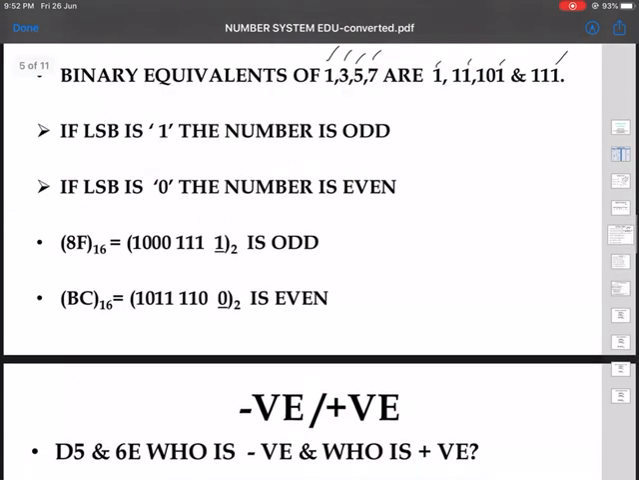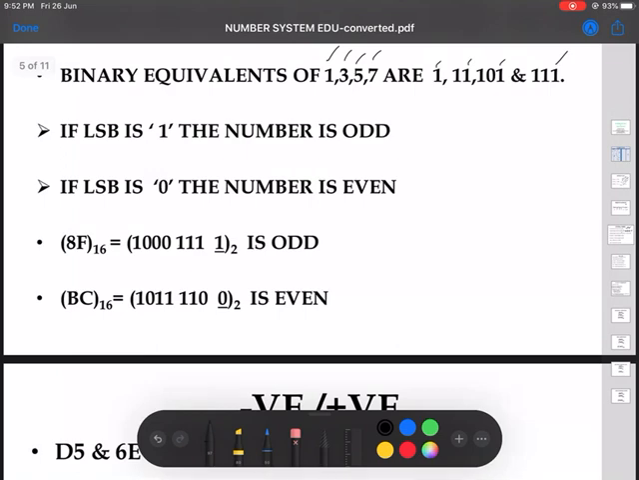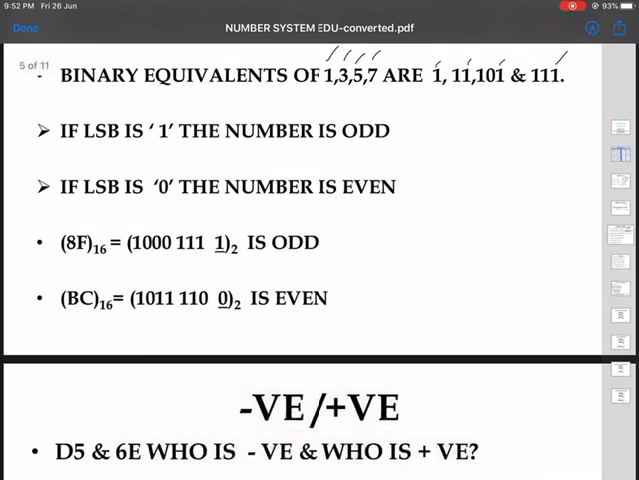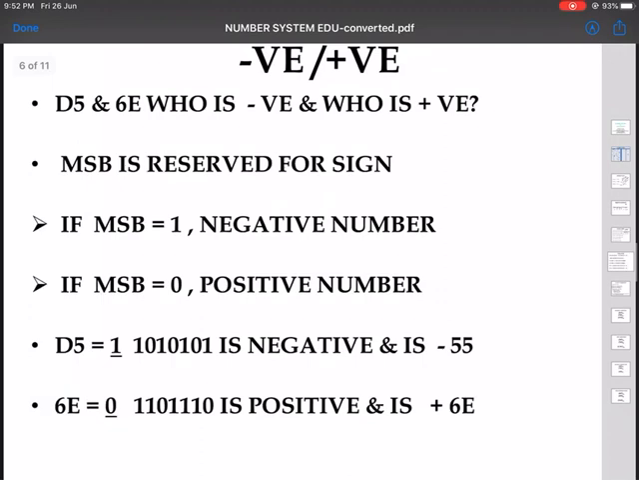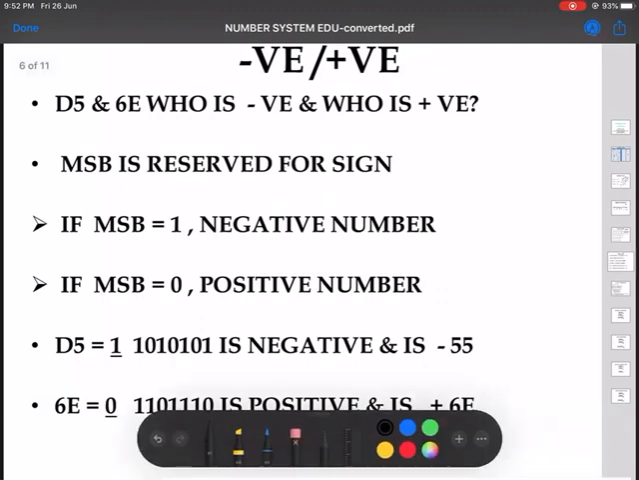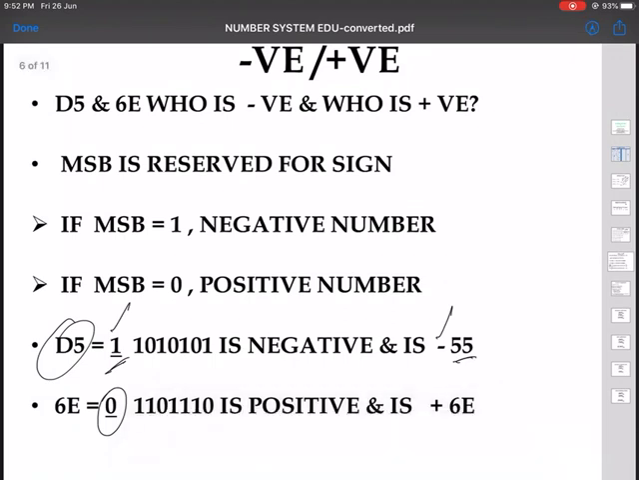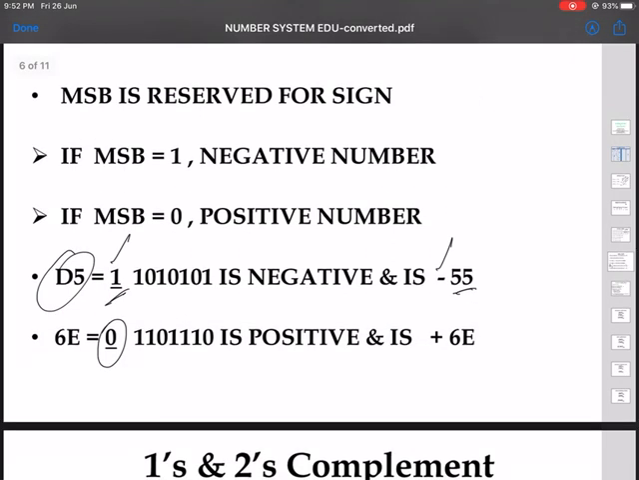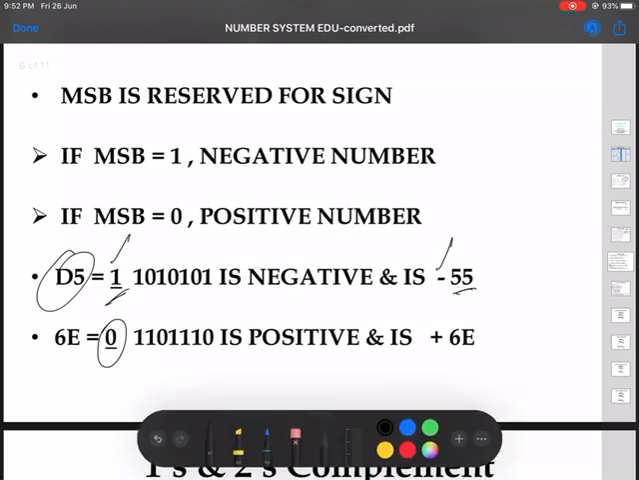Similarly, when you talk about negative and positive numbers, in that case the most significant bit is reserved for the sign. For example, you are given a number D5, break into binary, just this is reserved for the sign. So this 1 is actually given a minus sign, and this number is actually 55. Similarly, for positive numbers, you should have 0 in the beginning. It is very clear that if we are dealing with signed numbers, the size of the number is reduced to only 7 bits. It is no more an 8-bit number.